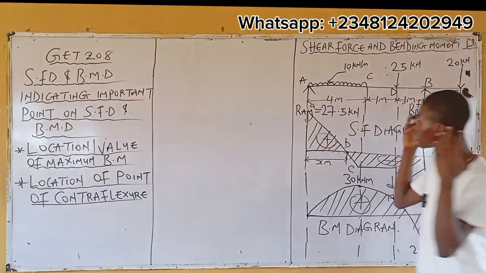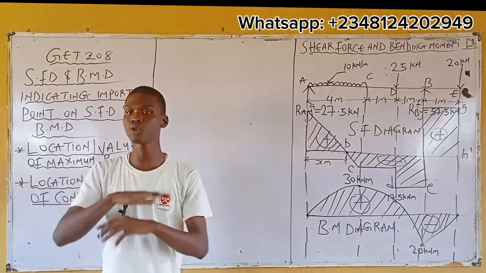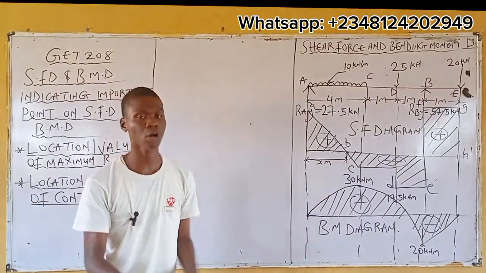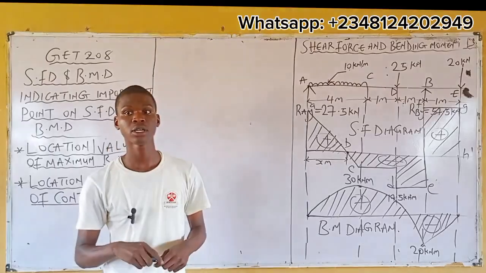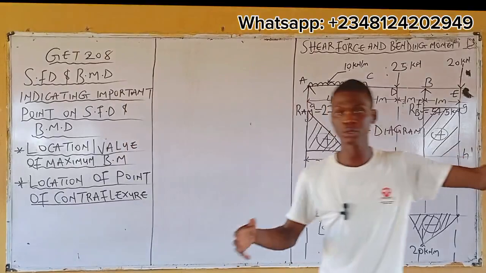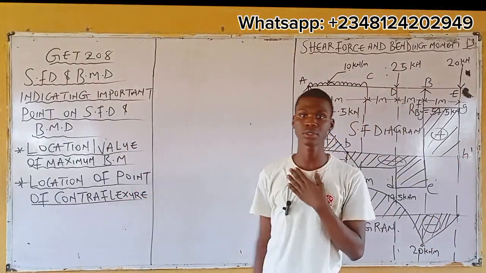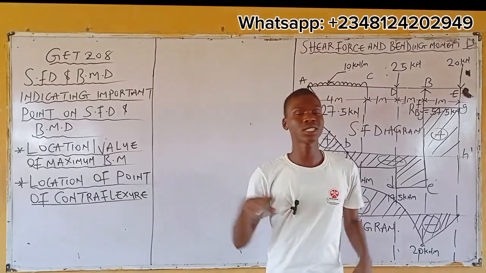Now the question here is, how do I know this number? How do I determine this location? You have two methods. In textbooks, you see the first method, but what your lecturer will teach you in class, you see the second method. But you love one more than the other.